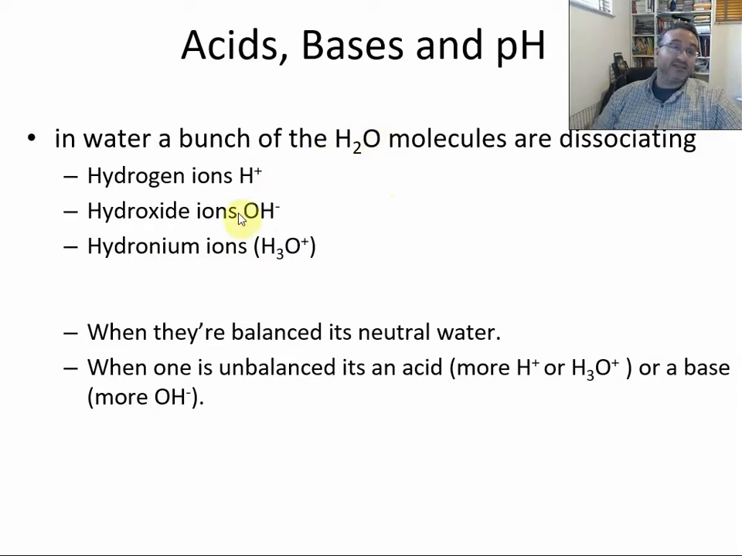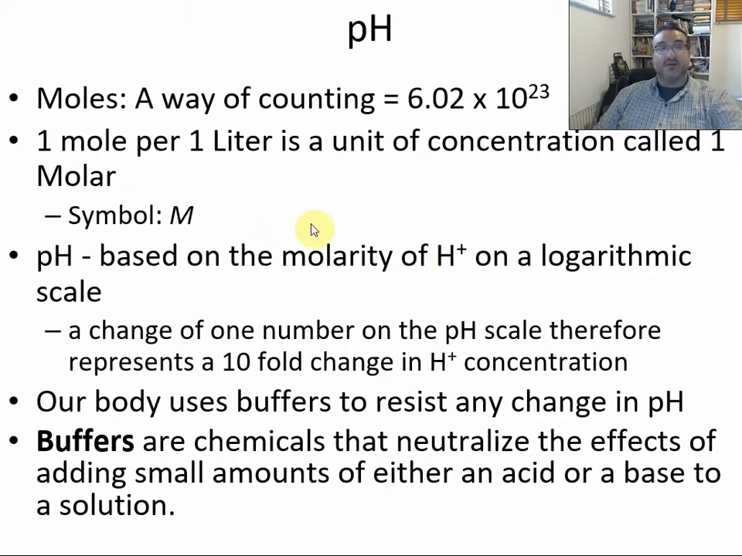When all these things exist in balance, it's neutral drinking water that we could drink with no problems to our life. However, by mixing different chemicals in with water, we can have more of one of these. When one is unbalanced, say more hydrogen ions or hydronium ions, it's an acid. If we add different chemicals, there can be an unbalance or an imbalance to the amount of hydroxide, making it a base. We talk about base and acids by measuring them with pH.